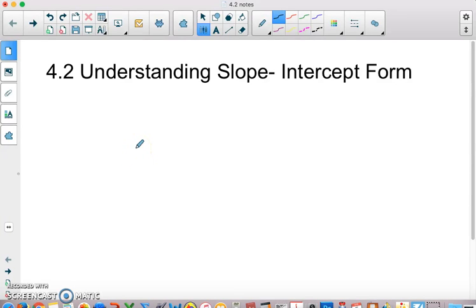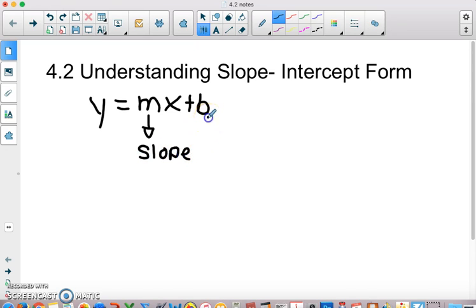Today we are going to be learning about slope-intercept form. The equation of a line in slope-intercept form is y equals mx plus b, where m is our slope and b is our y-intercept.